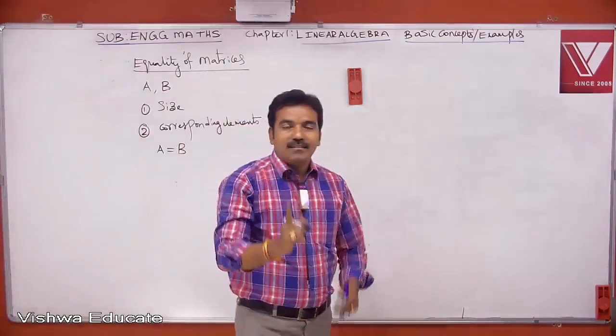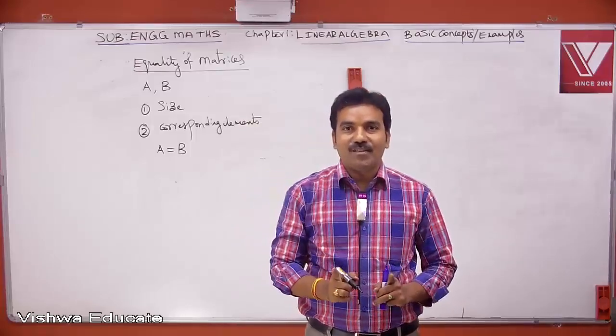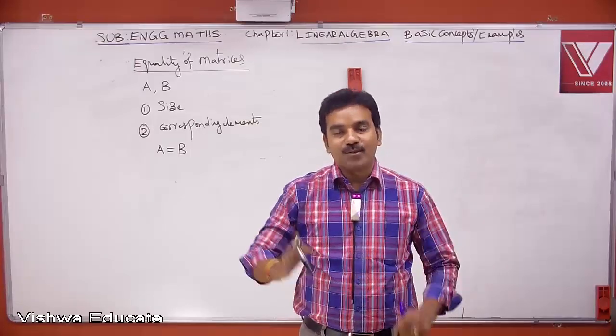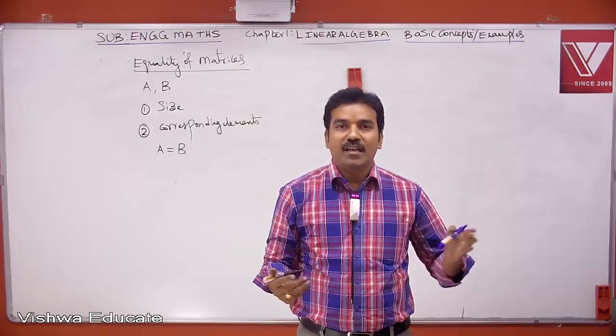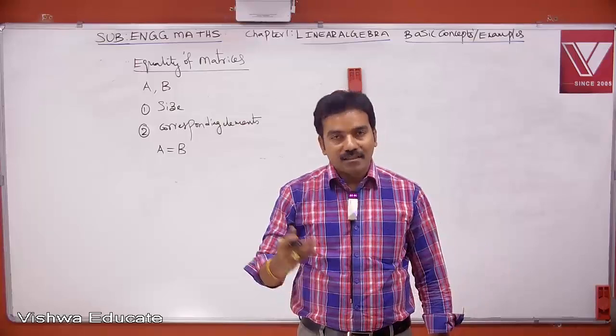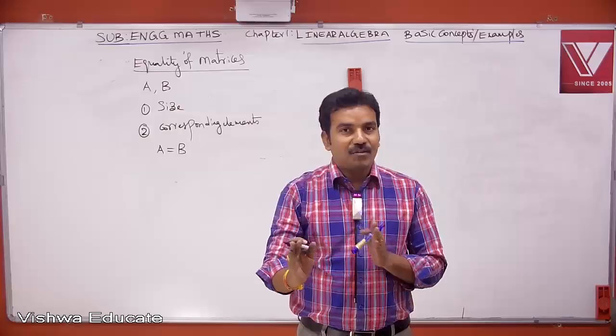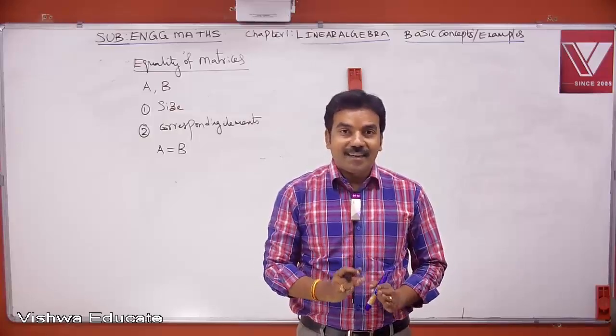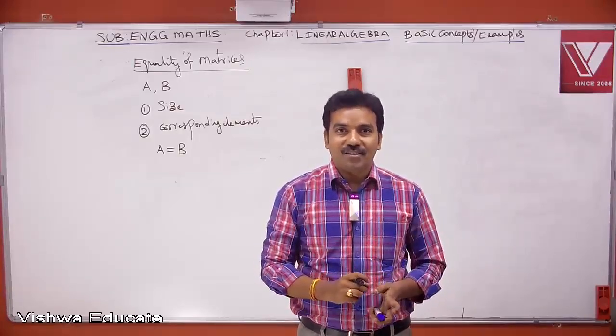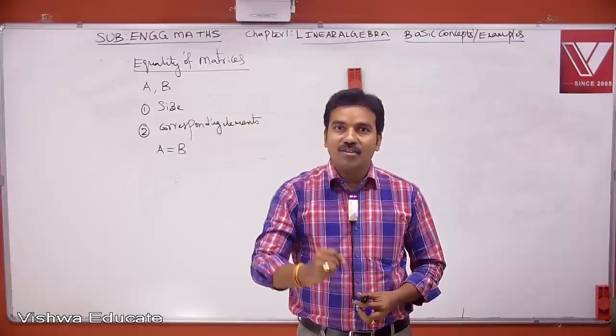So what is the first point? Regarding sizes, both must have the same size. If the size of A is 2 by 2, size of B must be 2 by 2. If the size of A is 4 by 7, then size of B must be 4 by 7. So from the sizes point of view, they must have the same size. And the second point is corresponding elements are the same. That means position-wise elements are the same.